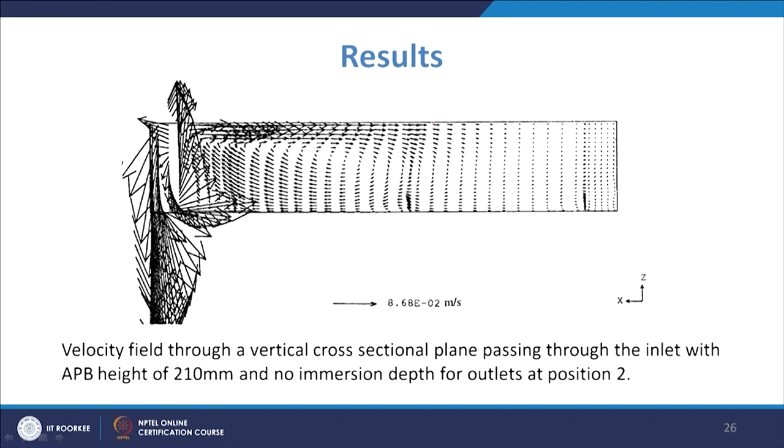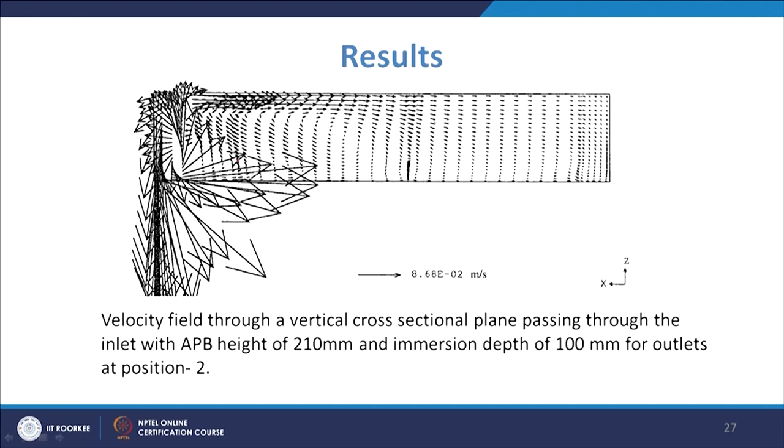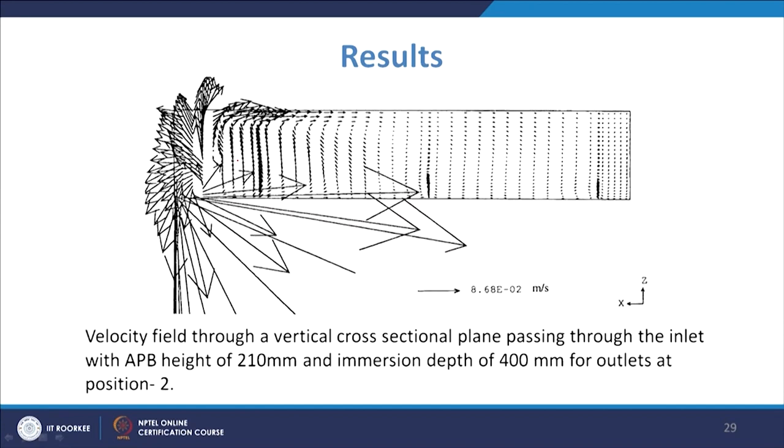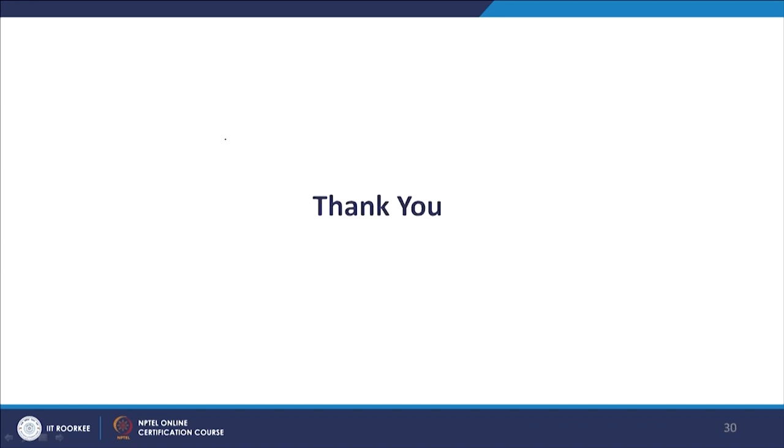Also, with shroud immersion, how the velocity fields are changing can be seen. With no immersion, this is how the flow looks with a height of 210, but if you do the immersion, then the velocity field changes. So there are different velocity fields seen with these different immersion depths, showing how the velocity field changes with the box.